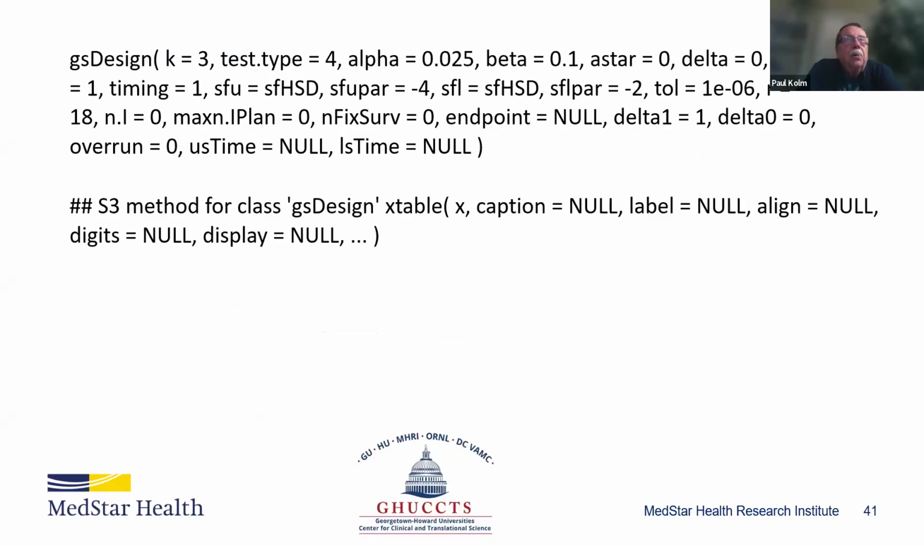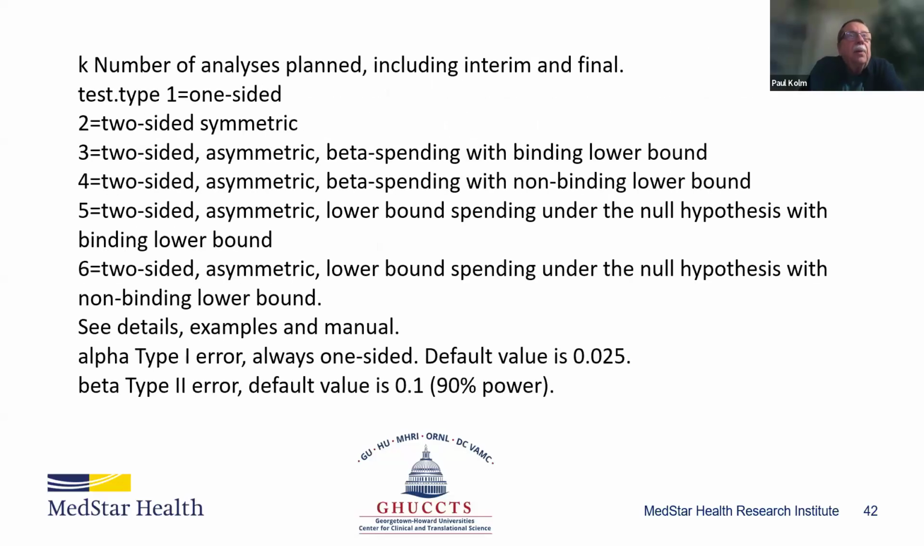But the ones that you need, or at least the two that you need, are the K, that's the number of looks you want to do, the test type, and then the alpha and beta levels. Although what's in there now, the 0.025 and the 10% beta, are the defaults. As I mentioned, K is the number of analyses, and then the test type. Again, this is similar to what you can do in both PASS and SAS. 1 is one-sided, 2 is two-sided symmetric, 3, 4, 5, and 6, and so on, depending on what you want to do. And as I mentioned, the default value for the type 1 error is 0.025. If you want something else, then you can put that in. Then the same thing with power.